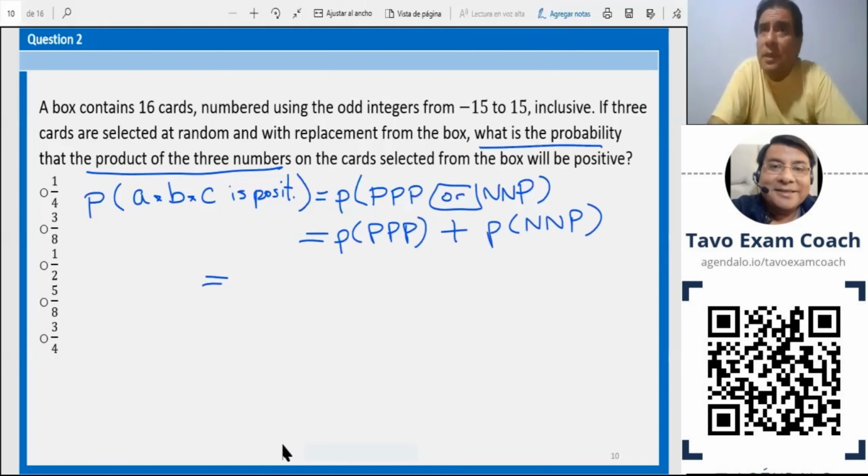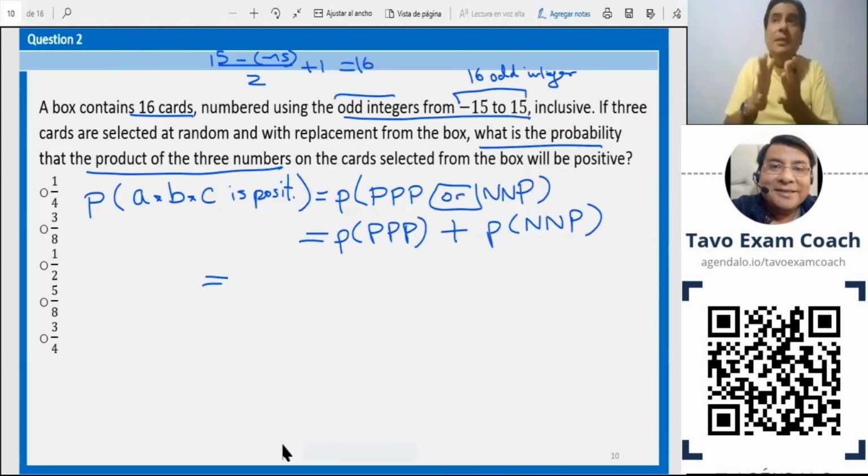Consider this information. There are 16 cards, and they are numbered using the odd integers from -15 to 15. It's easy to see that here there are totally 16 odd integers, right? Counting from -15 to 15, if you remember your formula for the number of elements in an arithmetic sequence, you would just do this. The max term minus the minimum divided by the step or common difference, which for odd integers is 2, and then plus 1. So you have 30/2, 15 plus 1 equals 16.